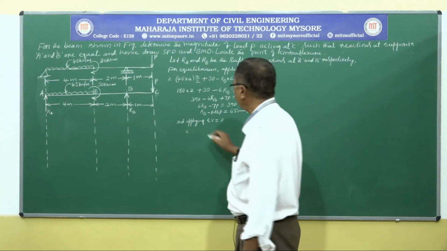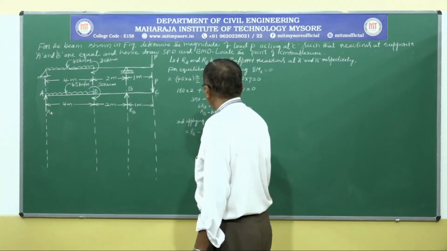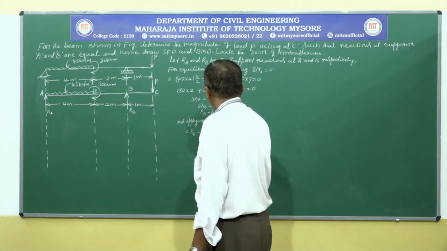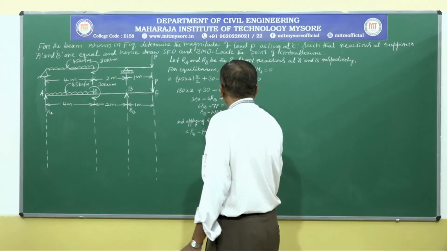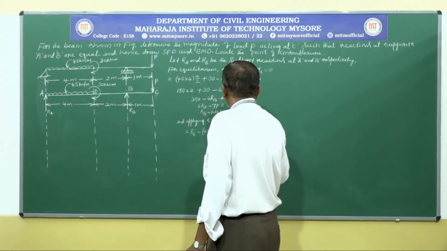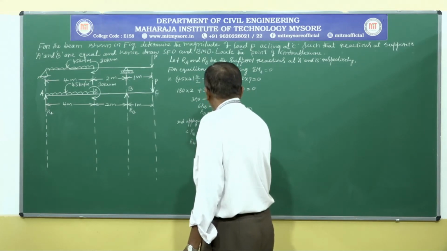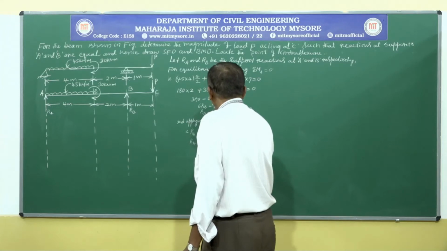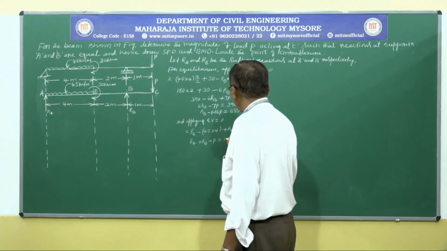acting, that is RA minus 45 into 4 plus RB minus P, that is equal to 0, RA plus RB minus P, that is equal to, it is again 180.